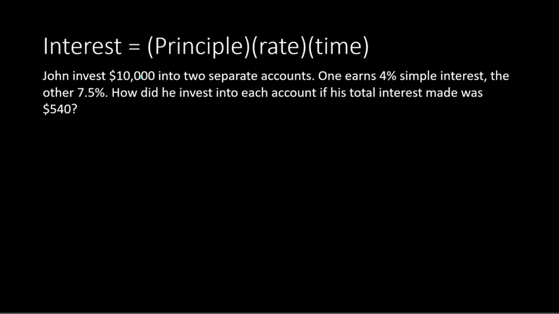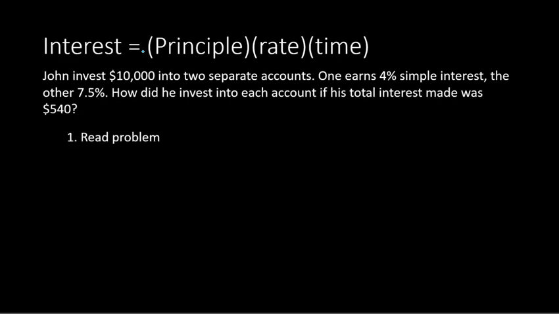So in this example, John invests $10,000 into two separate accounts. One earns 4% simple interest, the other 7.5%. How did he invest into each account if his total interest made was $540? So it should be, how much did he invest into each account?